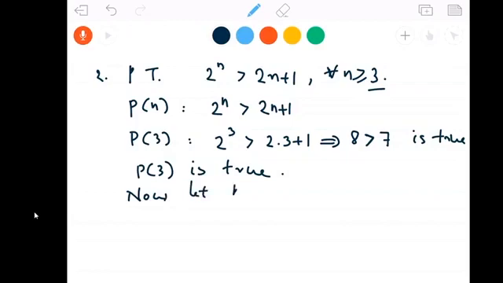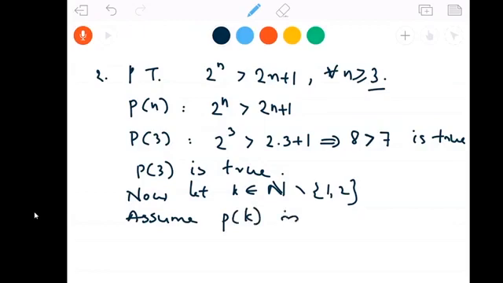Okay. Now, let k be an element of N minus {1, 2}. That means k is a natural number which is greater than or equal to 3. Assume P(k) is true. We have to prove P(k+1) is true. So, to prove P(k+1) is true, let's check what about 2^(k+1). Here assume P(k) is true. P(k) is true means 2^k is greater than 2k plus 1.